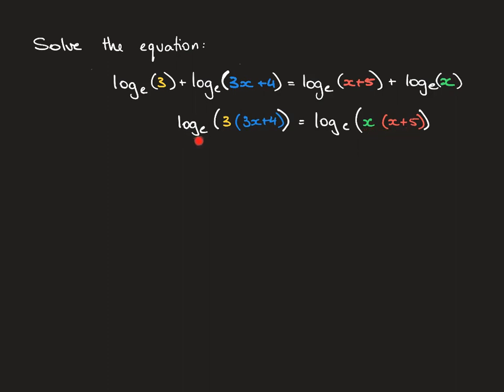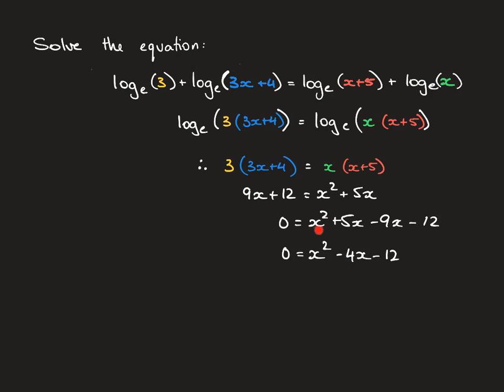What I've now got here is log of something is equal to log to the same base of something else. And so therefore, we can equate the values that we're finding the log of. Because if log of this thing is equal to log of that thing, then the two things must be equal to each other. So let's go ahead, expand these out and solve. I collect all my terms onto one side and I end up with a quadratic. When I solve that quadratic, I get two answers, 6 and -2.